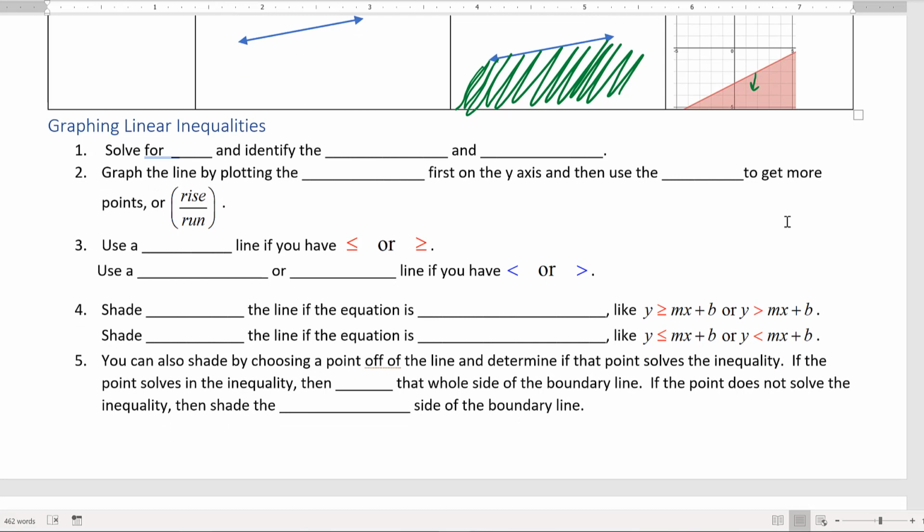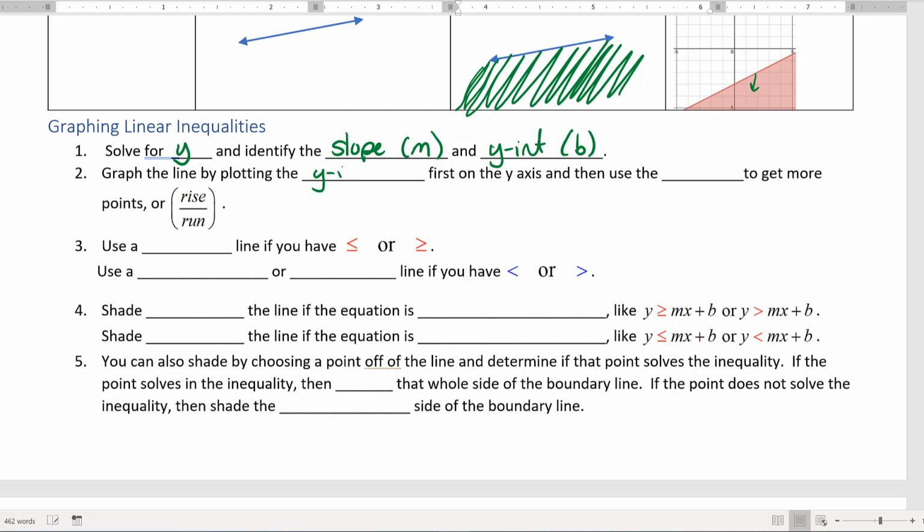Next, we're going to go through our steps. First thing we're going to do is solve for y if it isn't already solved for y, and identify the slope, which we often use m for, and the y-intercept, and we use the letter b for that. Then I want you to graph the line by plotting the y-intercept first. Put that on the y-axis, and then use the slope to get more points. We can also think about that as rise over run.